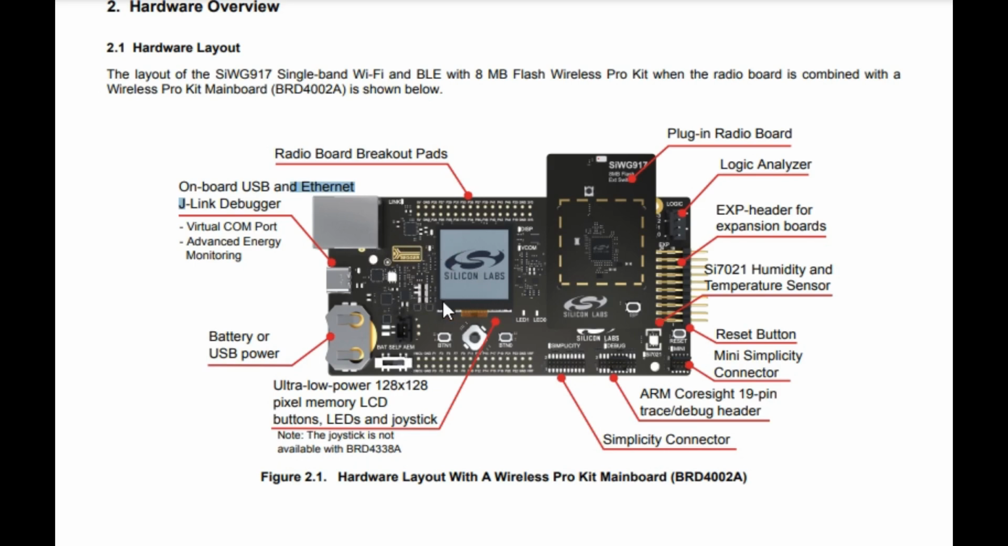Or when you want to use the current monitoring solution on this particular board, you have to put it in AEM mode, which is advanced energy monitoring option, where you can measure the current that is drawn by this board on the 3.3 volt rail that is being passed to the daughter boards that are connected. So even current monitoring can be done using this particular board. So there are many features of this particular board, right?